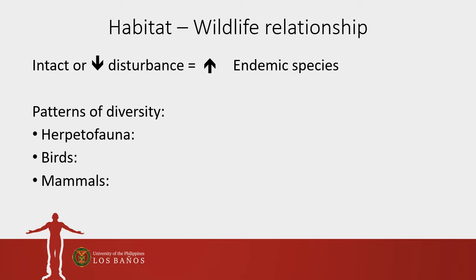It has been shown that intact forests, or those with low degrees of human disturbances, contain higher number of endemic species than disturbed habitats. We have already discussed the patterns of diversity for herpetofauna, birds, and mammals, and overall, intact or less disturbed habitats contain not only higher numbers of endemic species, invasive alien species are also unable to establish in these habitats.